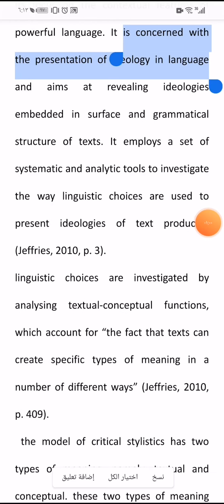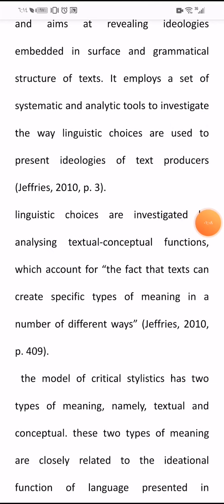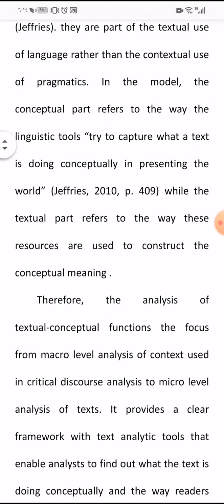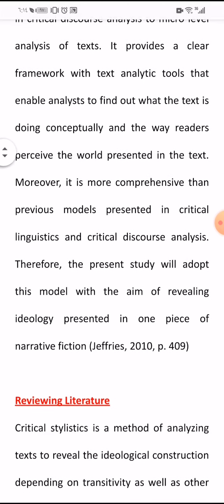The most important thing in critical stylistics is the presentation of ideology in language. Jeffries, in 2010, employs a set of systematic and analytic tools to investigate the way linguistic choices are used to present the ideology of text producers. She sets 10 tools.